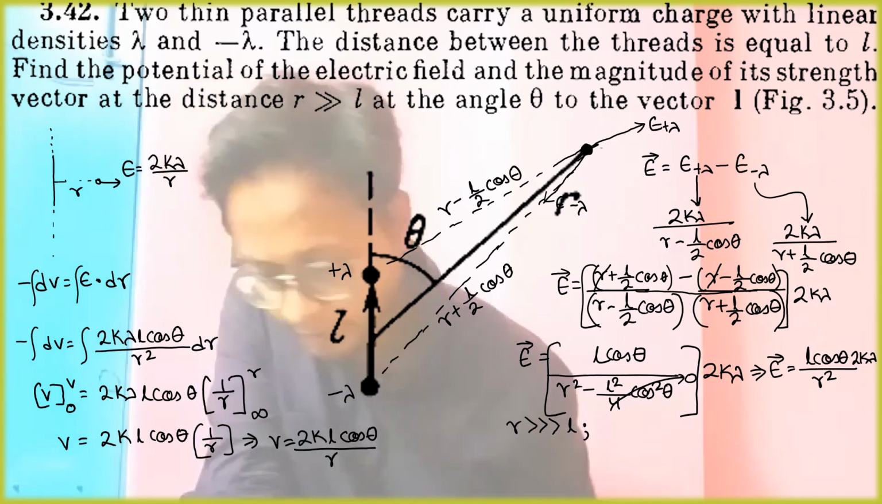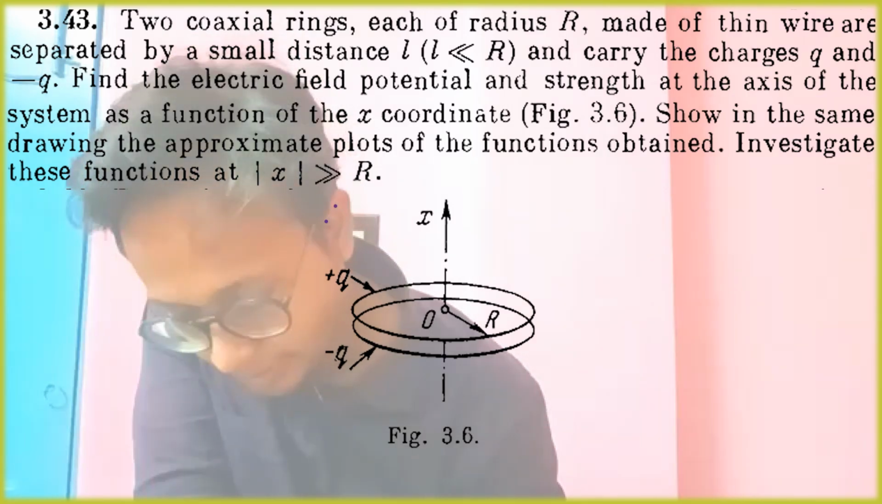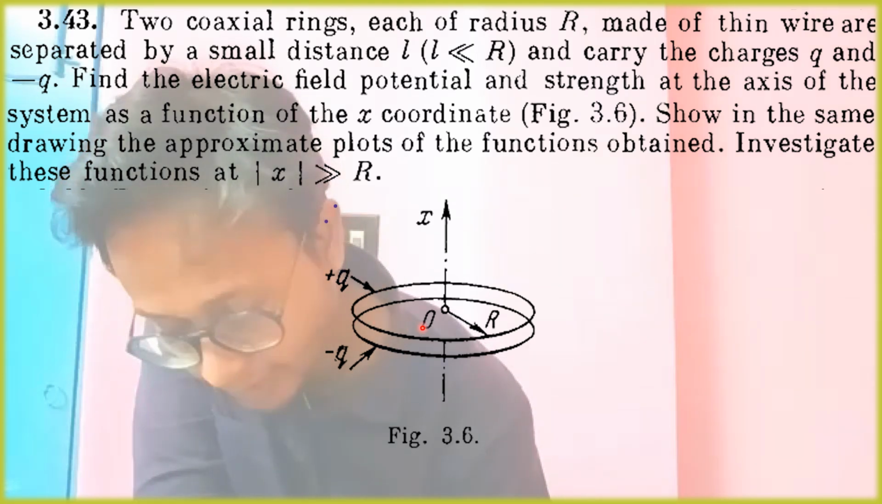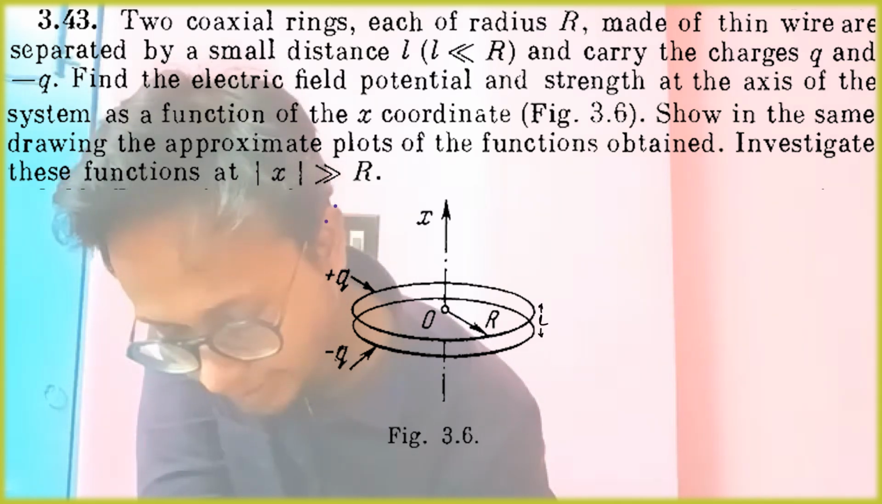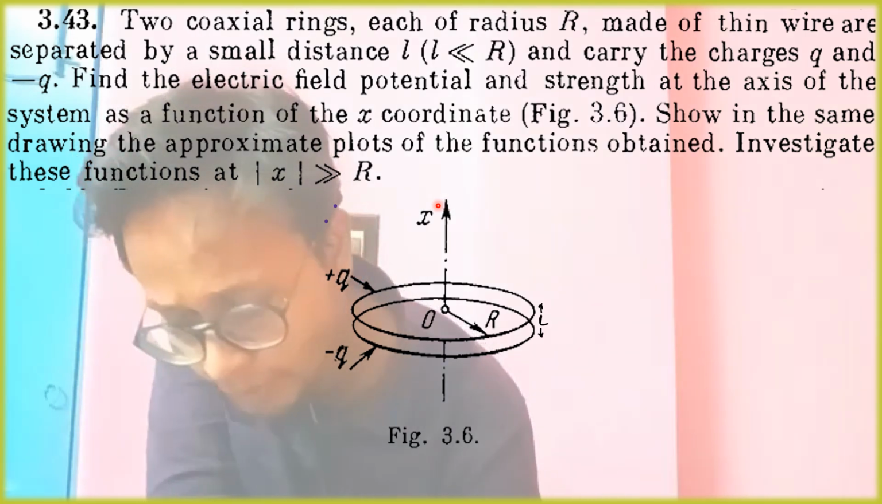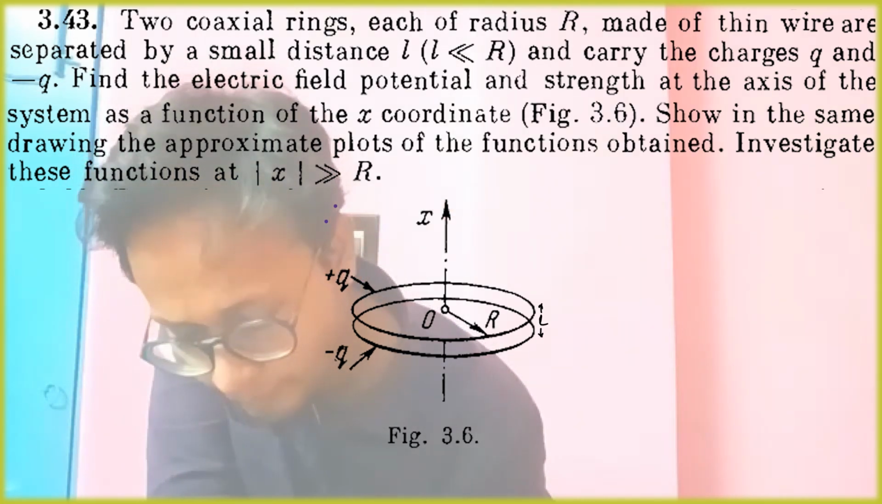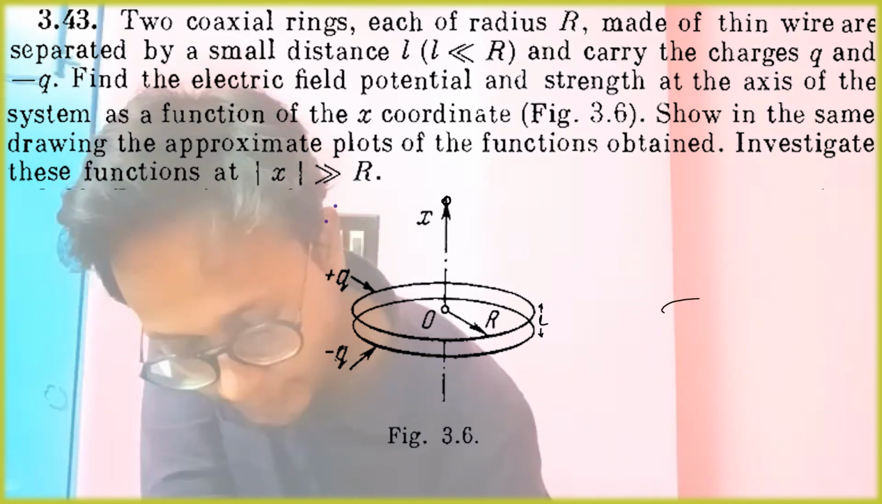So this was the solution to this problem. Now in this question, there is a positively charged ring and a negatively charged ring. They are separated by distance L, and this distance L is very small compared to X. We have to find out the potential and electric field out here. And we'll apply the same kind of logic we applied before.